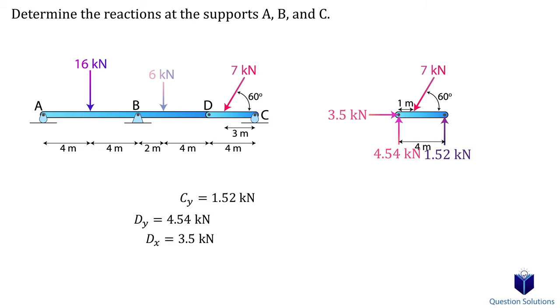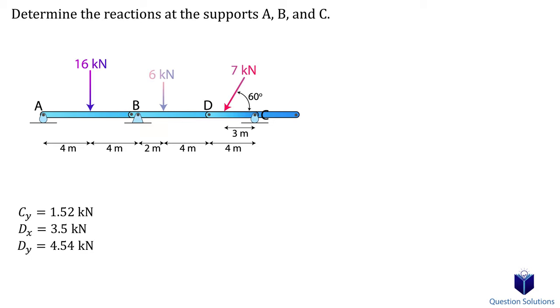Now we figured out the reactions for member DC. Let's move on to member ABD. At A, we have a roller, which means we would have a single force upwards. At B, we have a pin support, so we will have x and y components.